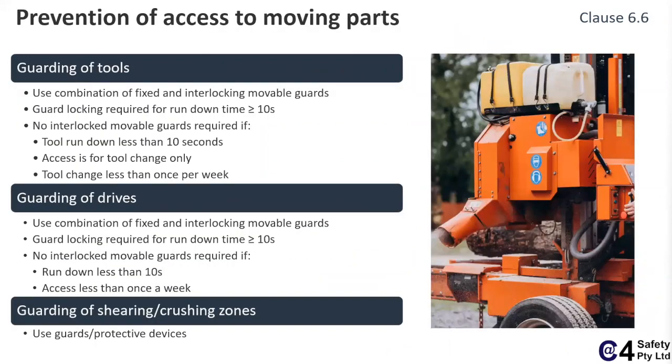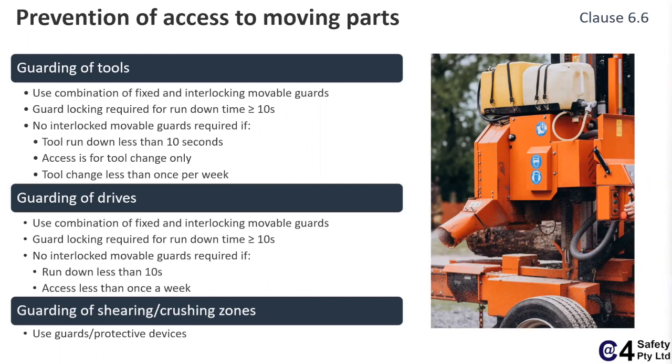Where we want to guard tools, we're going to use combination fixed and interlocking movable guards. Got to use guard locking if you've got rundown time more than 10 seconds. And then no interlocked movable guards are required if tool rundown time is less than 10 seconds, access is not particularly frequent, tool changes less than once a week, etc. With drives, similar principles apply to that as well. And then with shearing and crushing zones, we're going to use guards or protective devices.